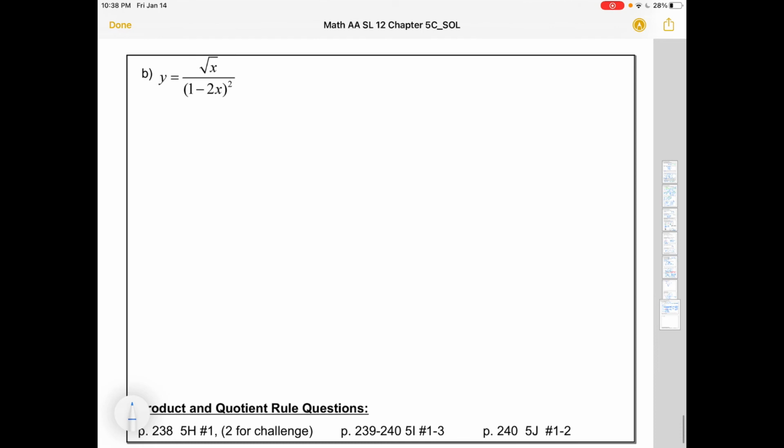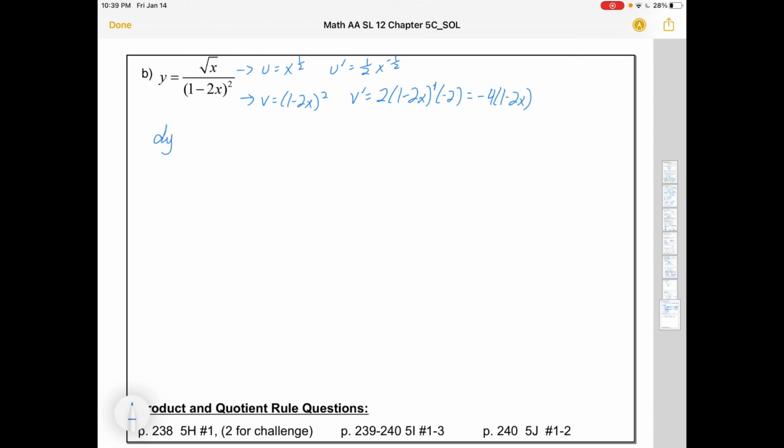Okay, one last one. We're going to do this one where u is x to the half. So u prime is going to be 1/2 x to the negative a half. And on the bottom we've got v is (1 - 2x) all squared. So v prime is going to be 2 by (1 - 2x) to the 1 times negative 2. Or you could call it negative 4(1 - 2x).